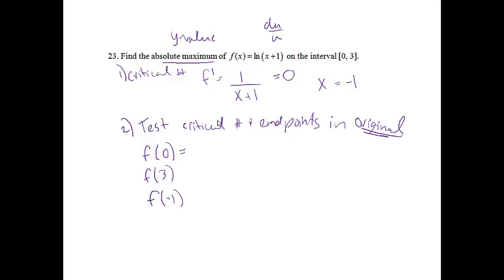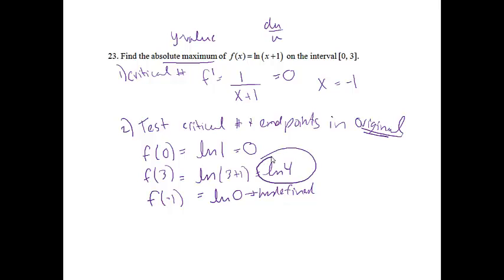And when I do that, when I plug 0 into that formula, I'll get the natural log of 1, which is equal to 0. On this one, I'll get the natural log of 3 plus 1, which is the natural log of 4. And when I plug negative 1 in, I'll get the natural log of 0, which is undefined. So if I'm looking for an absolute maximum, which one of these y values is the highest? And that will be the natural log of 4. So it occurs at x equals 3, but the actual maximum is the natural log of 4.